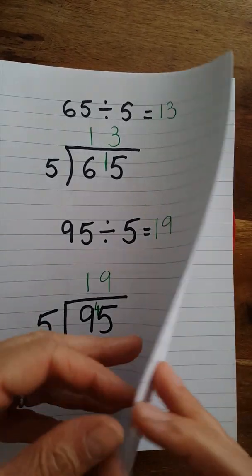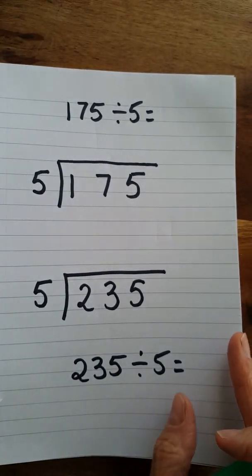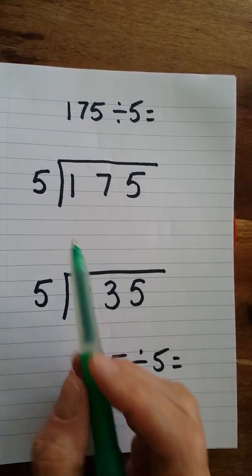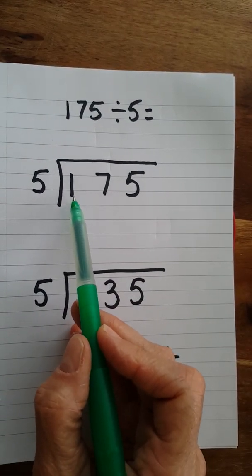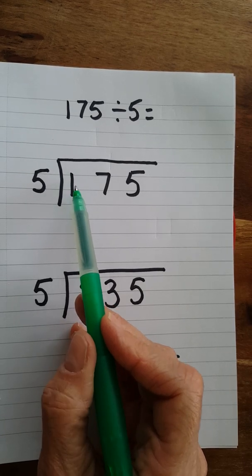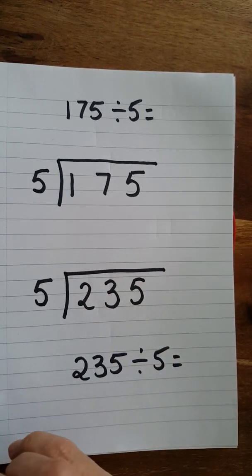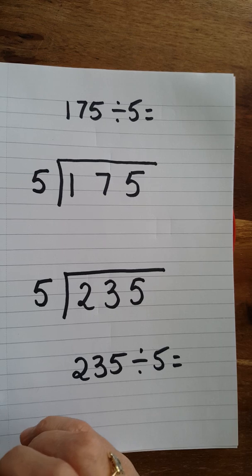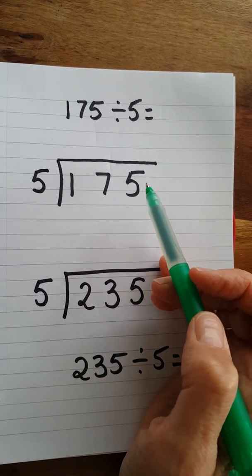Okay, so last few. These last few are just slightly trickier. So I'm going to show you what happens if the first number, or the first digit, is smaller than the number that you're dividing by. So 175 divided by 5.